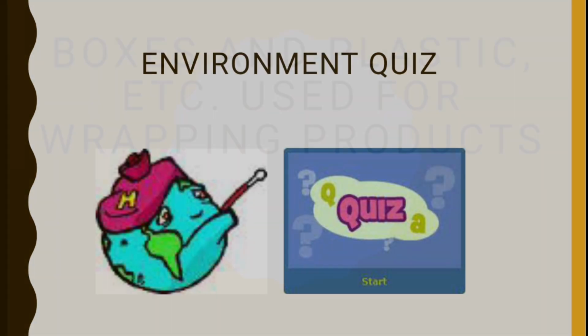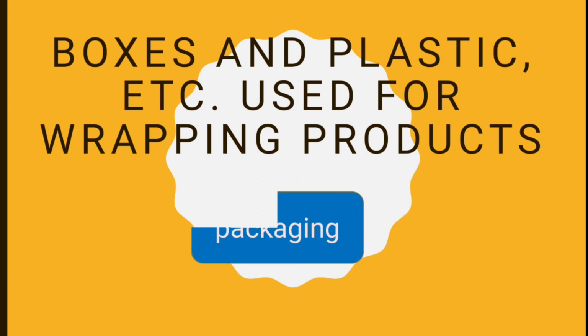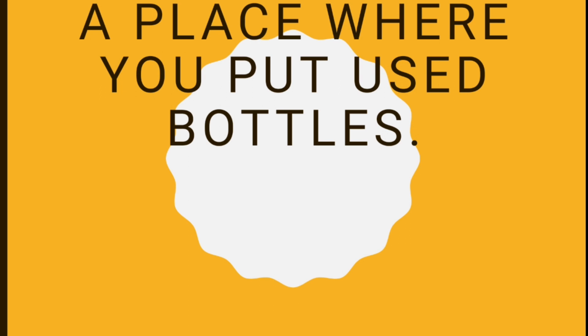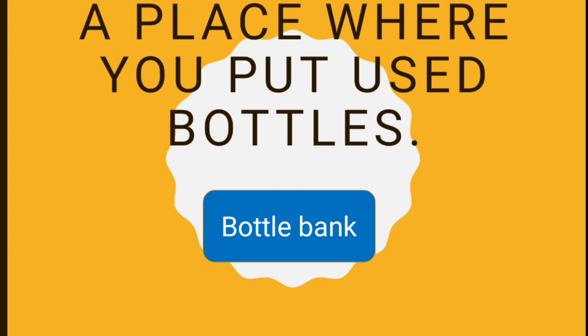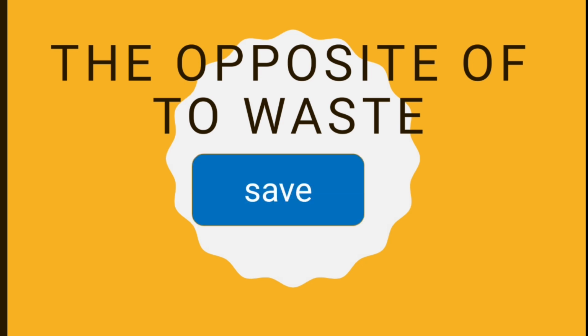Environment quiz. Boxes and plastic used for wrapping products: packaging. A place where you put used bottles: bottle bank. The opposite of to waste: save.